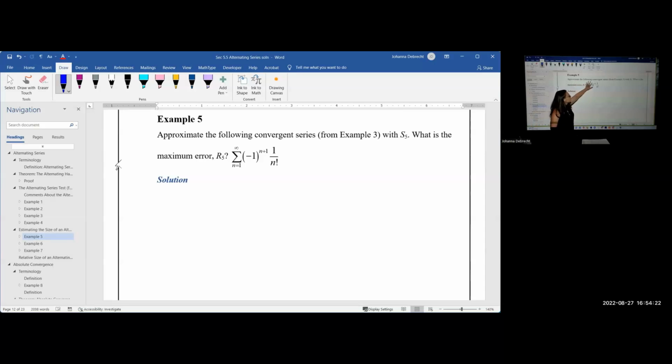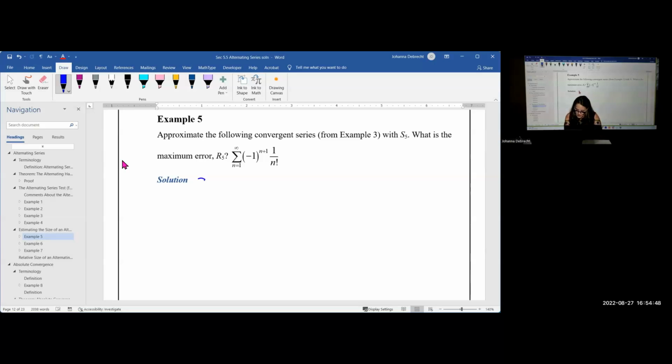Now, this is the convergent series we saw in example 3, so we don't need to go through and prove that it converges by the alternating series test. We've already done that. It definitely does converge. We want to approximate the value of the infinite series with S5. So what is S5? Well, let's go through and find the value of S5.